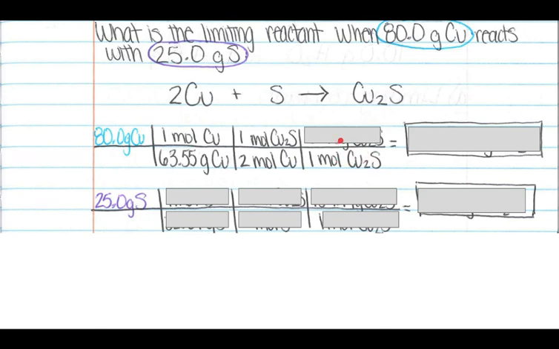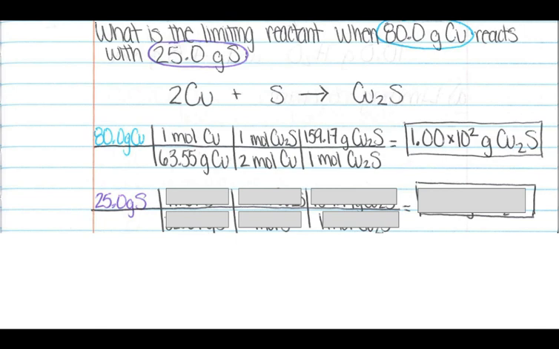Okay, so I am doing a gram conversion here. I've already done this work for you. To get 159.17, I took 2 times the mass of copper plus 1 times the mass of sulfur, added them together, and I got my molar mass. Okay, so we're going to take 80 times 1 times 1 times 159.17. We're going to divide that by the total of 63.55 times 2 times 1. Okay, if you plug it into your calculator correctly, you should get 100 grams of copper sulfide.